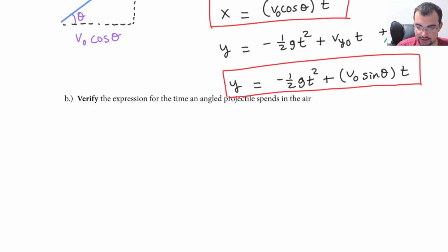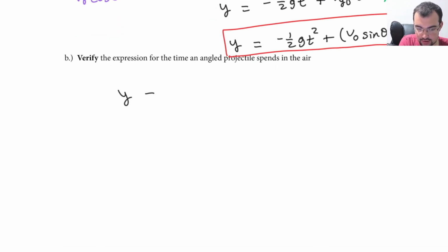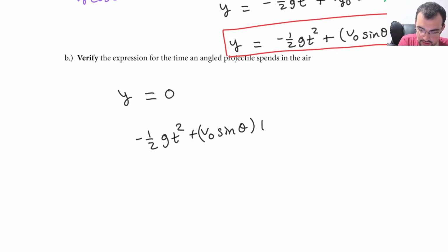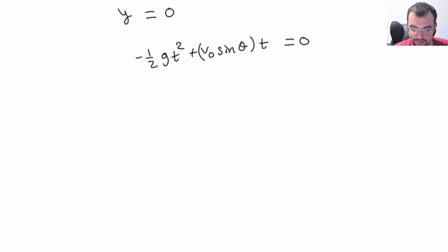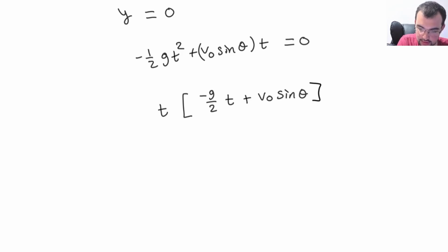All right, how do we find the time in the air? Well, we know that it hits the ground when y equals 0. So we just set negative 1/2 gt squared plus v0 sine theta times t equal to 0. This looks scary, but we can definitely just do some factoring. We can pull out a t from everybody. And we would get negative g over 2 t plus v0 sine theta is equal to 0.